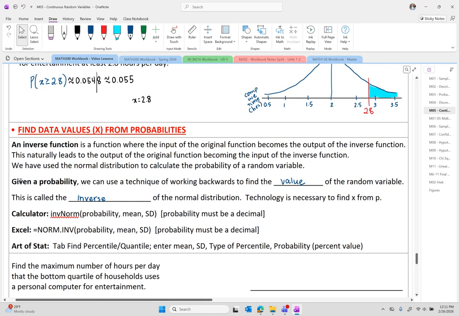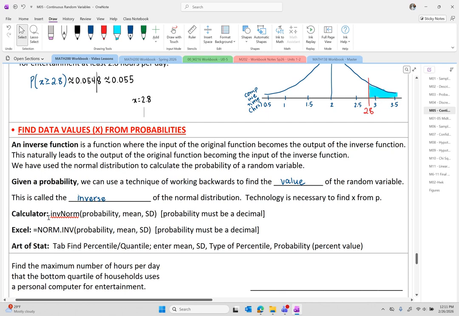Now backwards, given the probability, we can use a technique of working backwards to find the value of the variable or the interval of values for the variable. And this is called the inverse of the normal distribution. So the inverse of the normal distribution will be given a probability of an event occurring. And based on that distribution, it will give you back what values of x that would be.